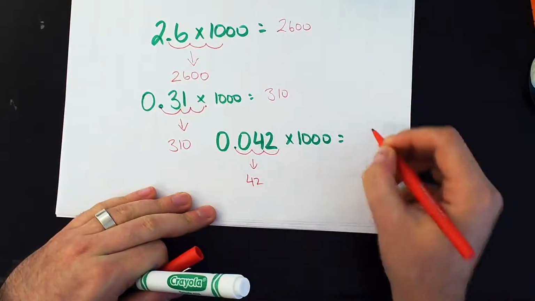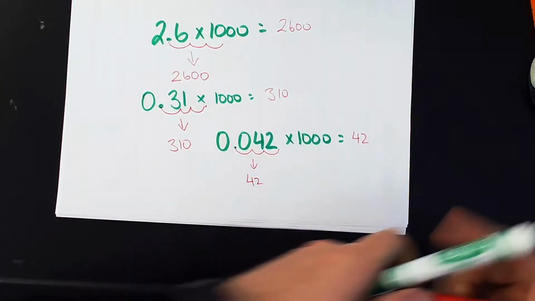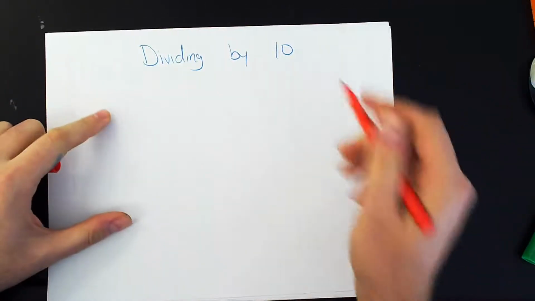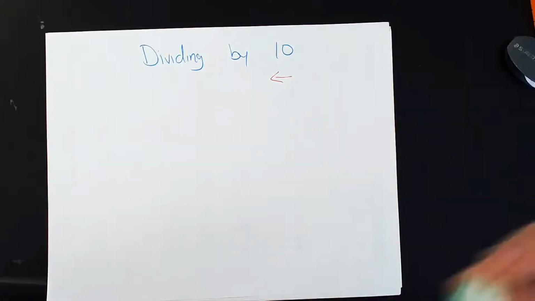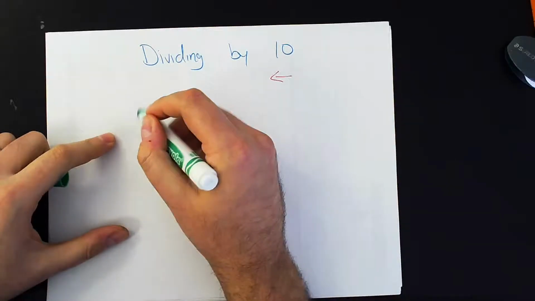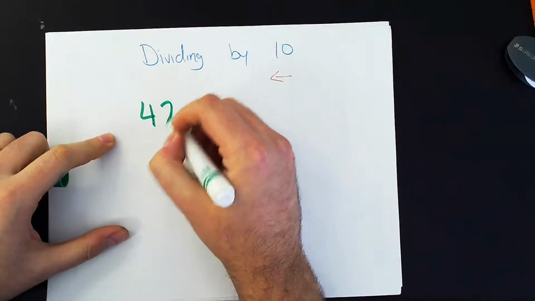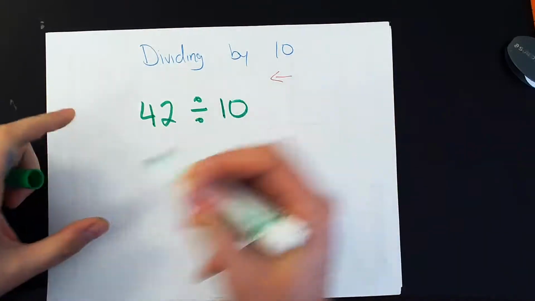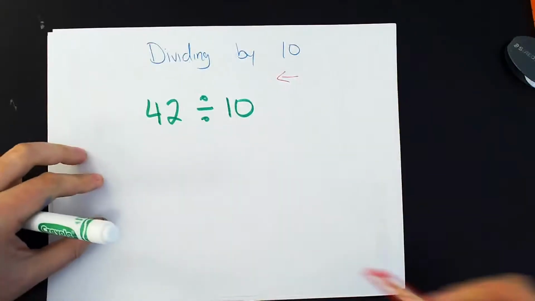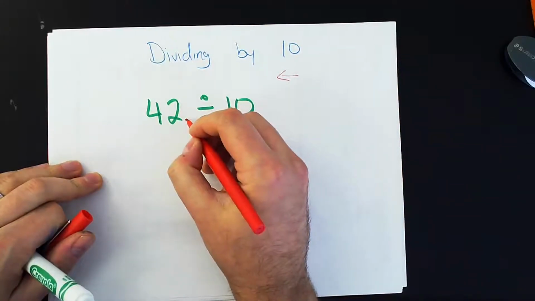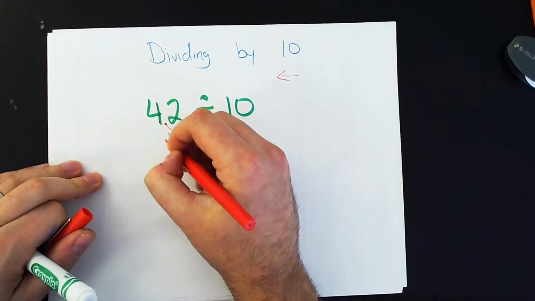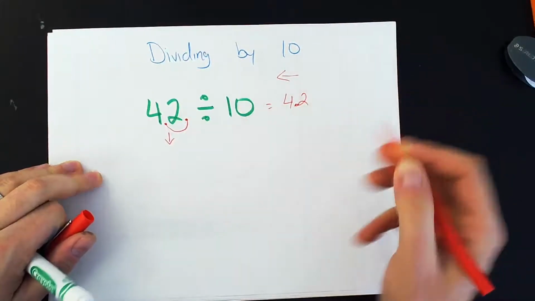Okay, now with division it goes the opposite way. So with multiplying we move to the right the amount of spaces. This time we have to move to the left by the amount of spaces. So let's pretend the number is 42. If it's 42 divided by 10, the decimal number 42 is located right here. We don't see it, but it's there. And you've got to move it over to the left 1 spot because it's 10. Gives you an answer of 4.2.